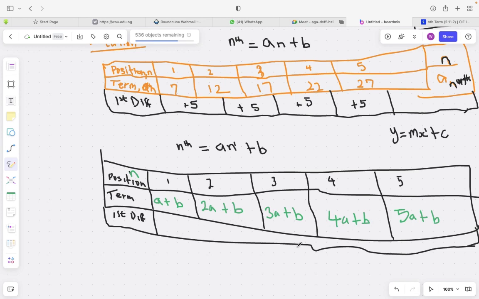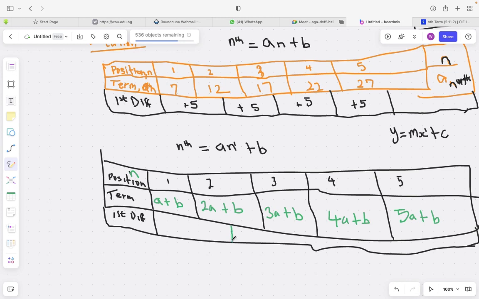Now we're going to find the difference. You know what we did? We were looking for difference. When we were doing this table, we found the difference by saying 12 minus 7, we got 5. 17 minus 12, we got 5. 22 minus 17, we got 5. So we're going to do a similar thing here because we're doing comparison.